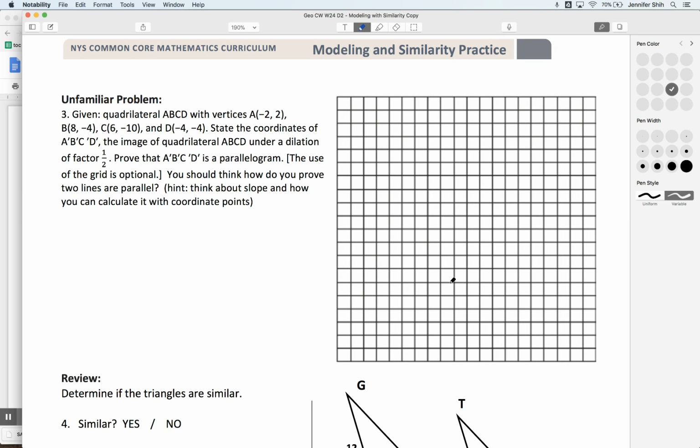Okay, this is the problem I asked you to save. I wrote "save this for later," and it's for right now. So this is the unfamiliar problem. I'm going to walk you through it a little bit, and then you can follow along with me.